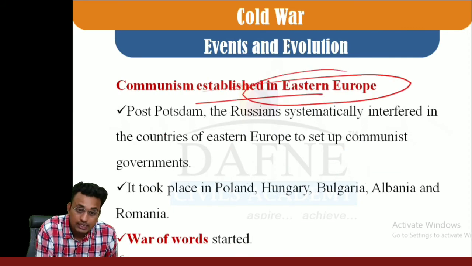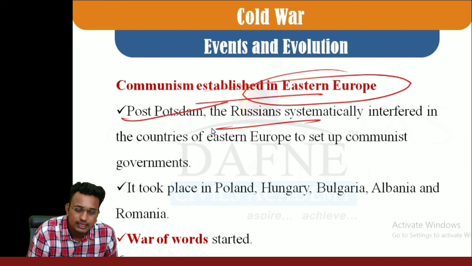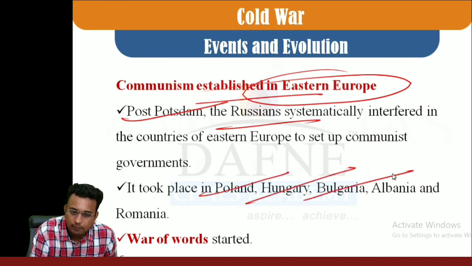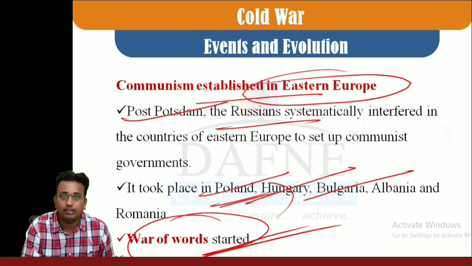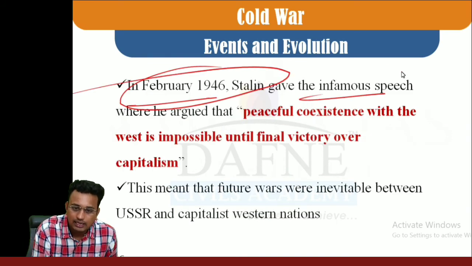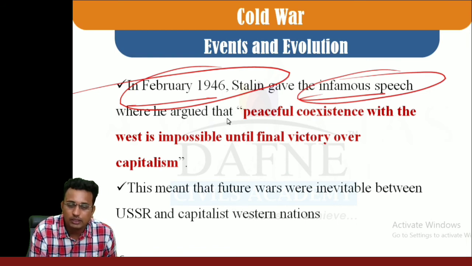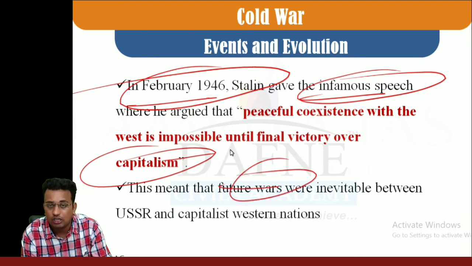Okay. Communism was established in Eastern Europe, and post-Potsdam Conference, you can say, Russian influence kept on increasing in the satellite states, that is, your Eastern European states. It took place in Poland, Hungary, Bulgaria, Albania. I mean, they were under the control, you can say. Okay. So you can see a war of words started happening, but never went for a direct confrontation. And finally, in 1946, Stalin gave the infamous speech that you will have peaceful coexistence only when you win over capitalism. This meant that future wars were inevitable. He was ready for a war.